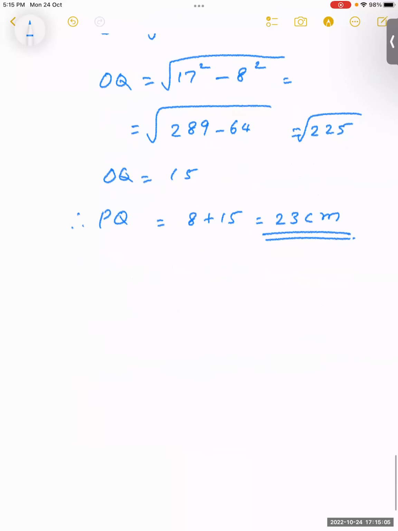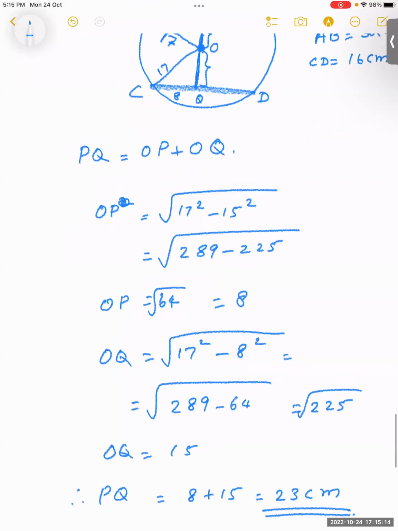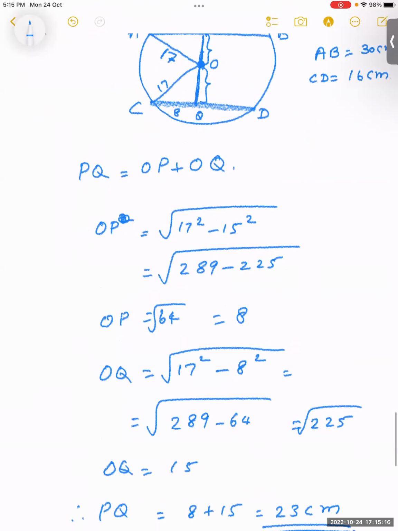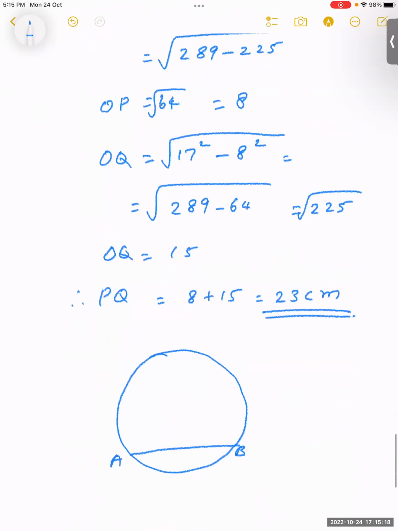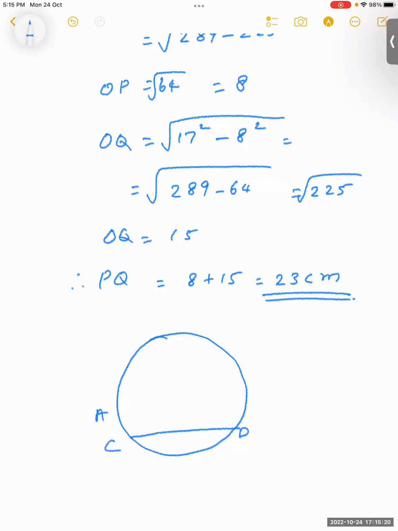Now, if I am doing it on the same side, look at this. If this is AB, wait, what was AB? AB is 30 and CD is 16. So this can't be AB. This is CD and AB will be the longer one. And this is the center of the circle O. Now here, this is going to be OA, which is 17. This is going to be OC, which is 17. Radius is 17. That's correct.